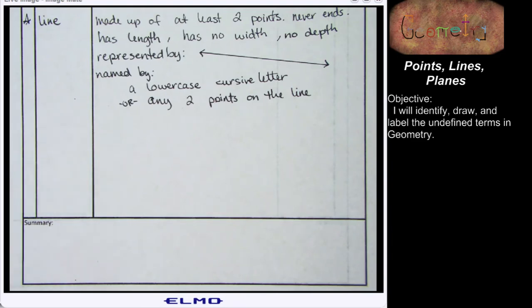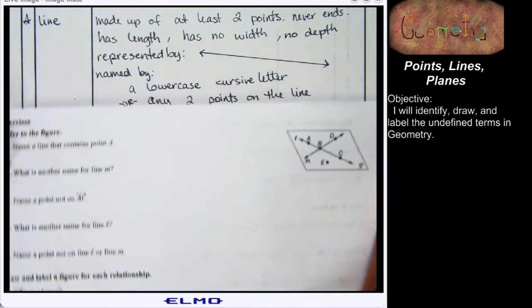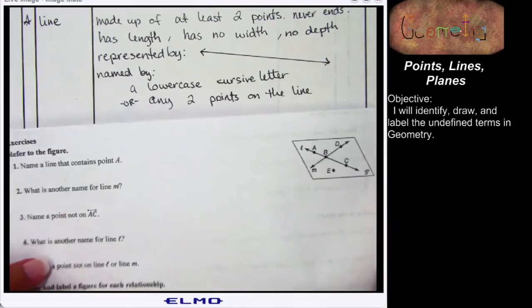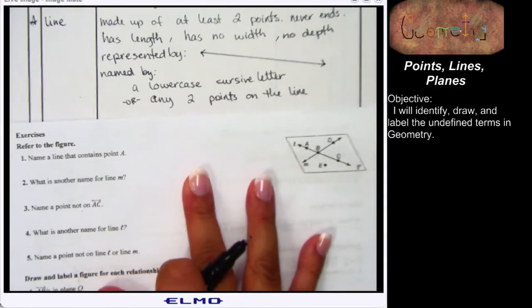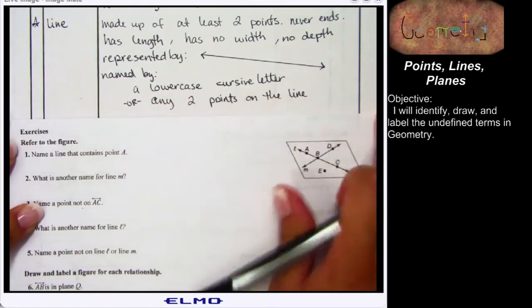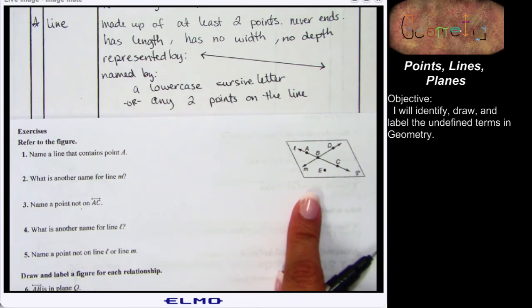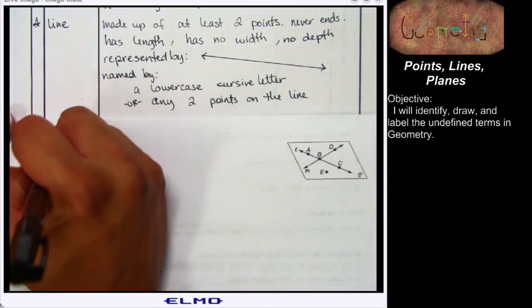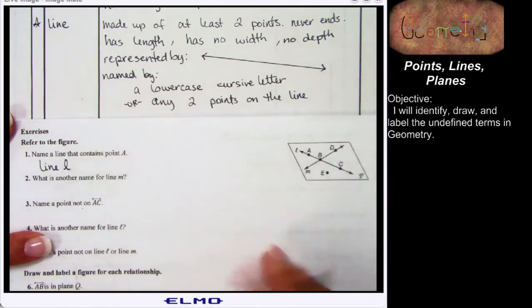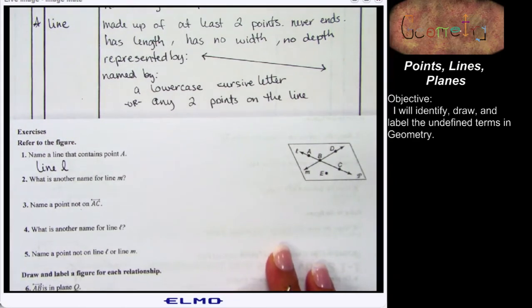Let's go ahead and go back to our practice page, our study guide, and we're going to look at the exercises. And I'm going to zoom it out a little bit because my figure is too far away from my questions here. All right, we're going to refer to this figure here. Number one, name a line that contains point A. Find point A and look at the line that point A is on. L. Beautiful. So we're going to name this line, line L. And we have to write the word line and then the lowercase L.